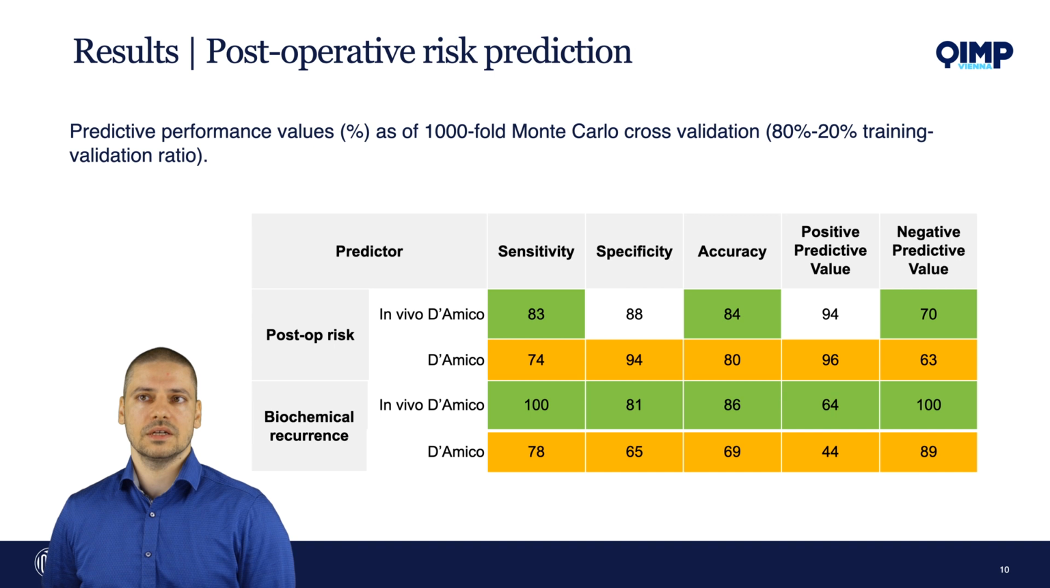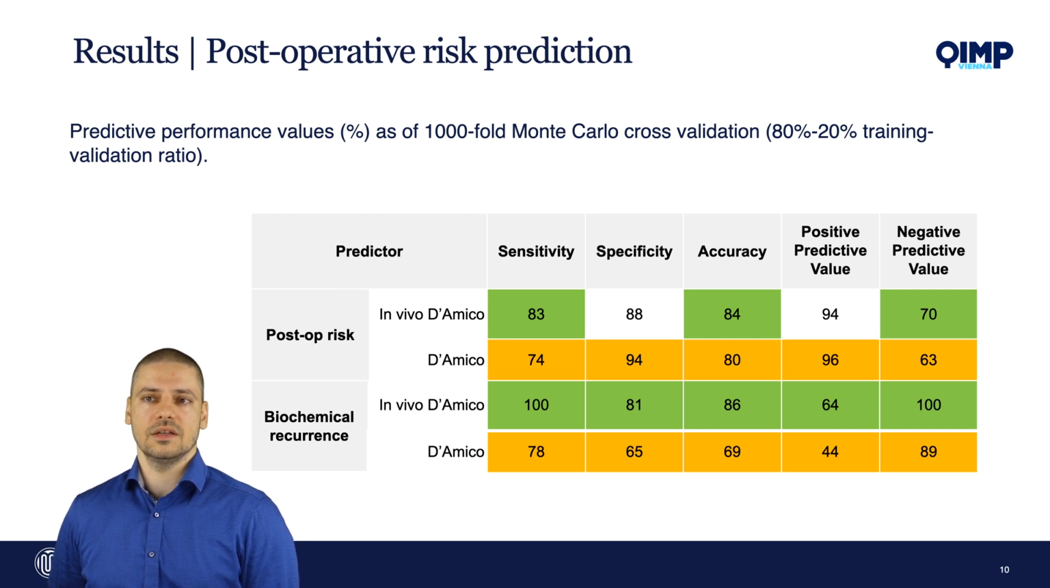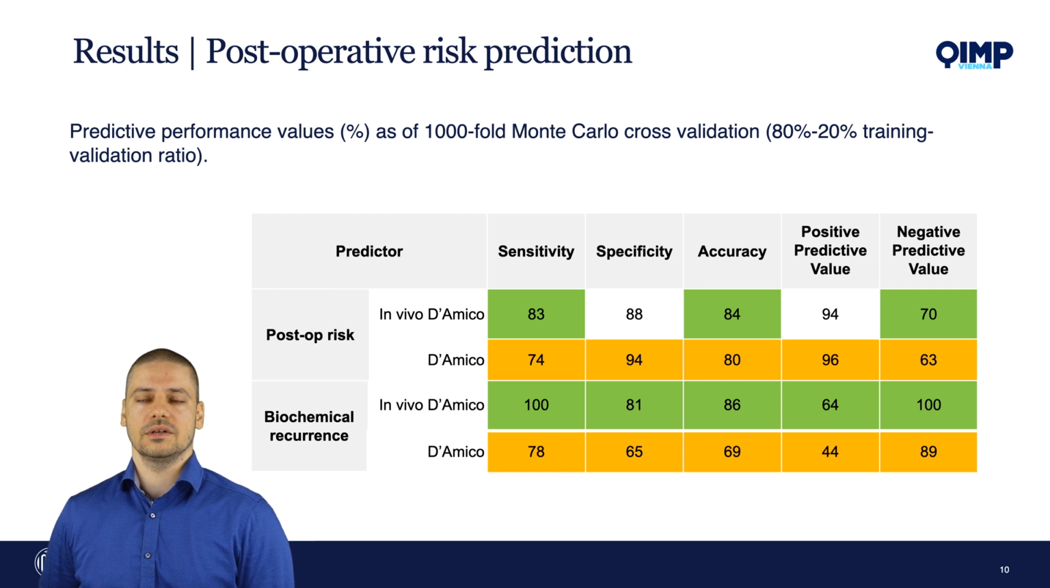Here you can see the results in a cross-validation environment. We had a 1000-fold Monte Carlo cross-validation where 80% of the cases were used as training and 20% for validation. And you can see that the sensitivity and the accuracy as well as the negative predictive value to predict post-operative risk with our score was higher than the classic D'Amico score, even though we lost a little specificity. In case of biochemical recurrence, however, we had a much better predictive performance. We achieved 100% sensitivity and a much higher specificity than D'Amico score to predict biochemical recurrence.